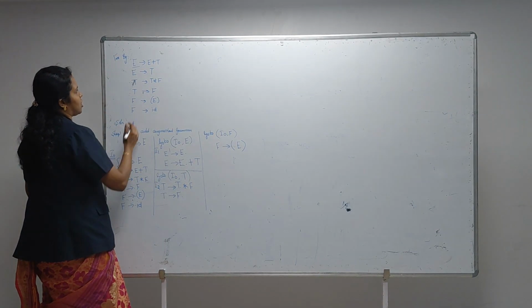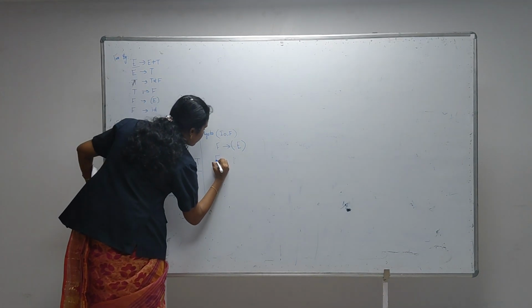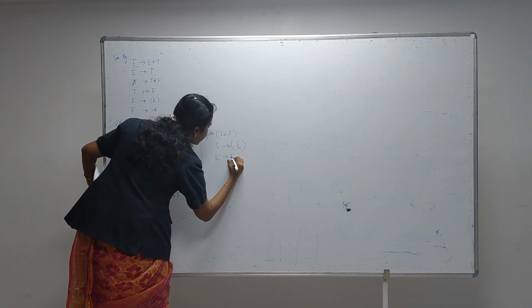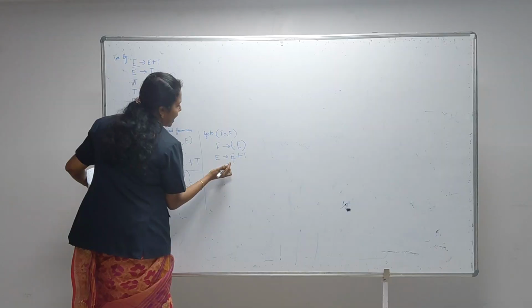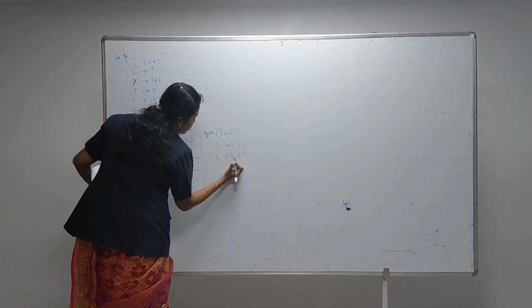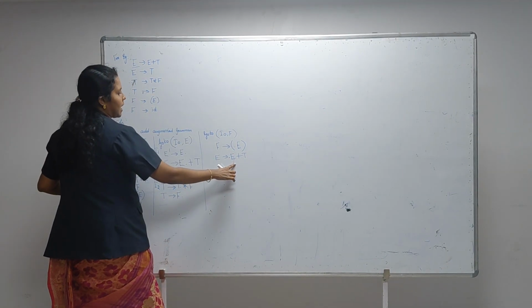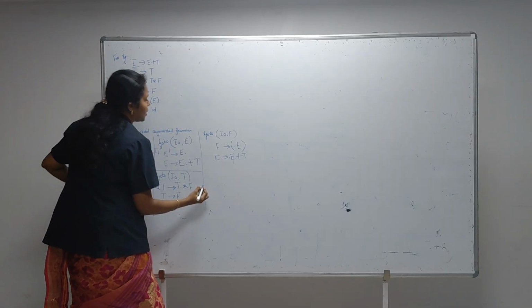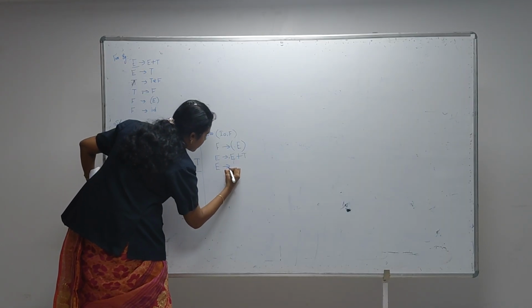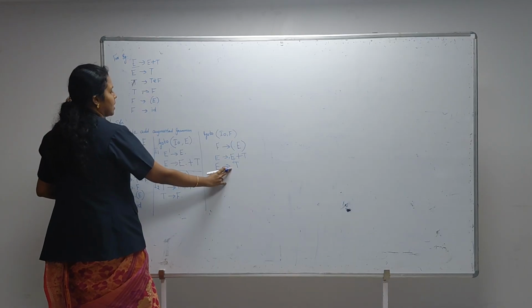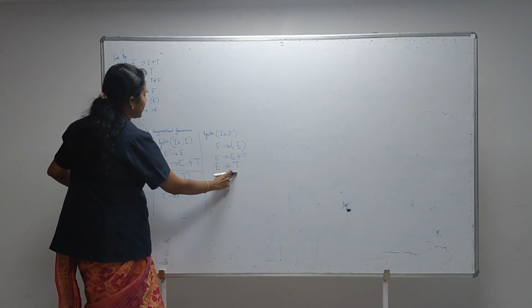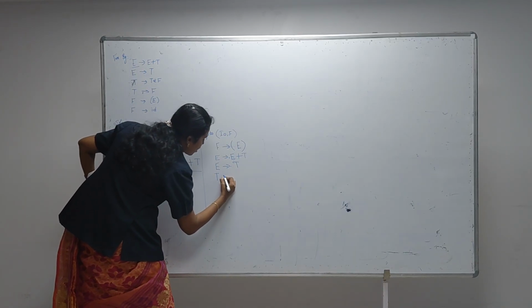So what will be the production of E? E tends to E plus T. The production starts from here, so we have to put the initial dot. Again after the dot we will have another production: E tends to T. Here also the dot will start from the beginning. After that we will have the non-terminal T, so here you have to start with the non-terminal T.